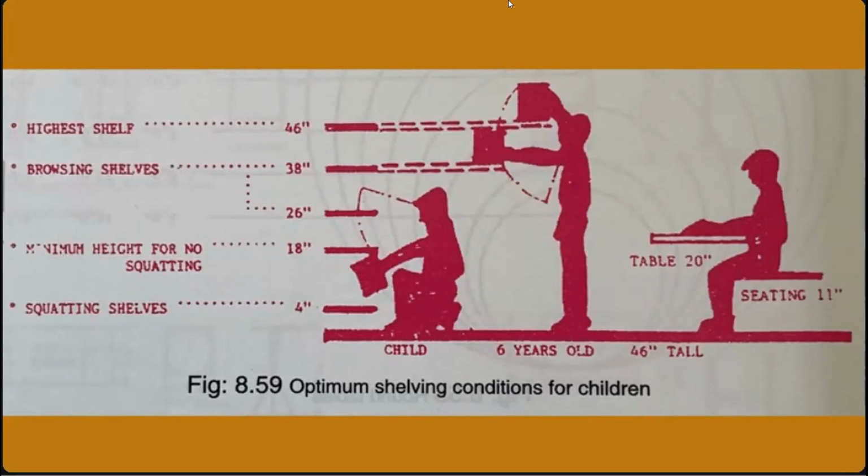There are also squatting shelves. Squatting shelves means the under-table shelves. So for under-table shelves for kids, the height can be 18 inches and 4 inches. Clear? So this is the standard format for a 6-year-old who is 46 inches tall. If a 6-year-old kid is not 46 inches tall, you can modify that. It is according to the height. Clear, guys?